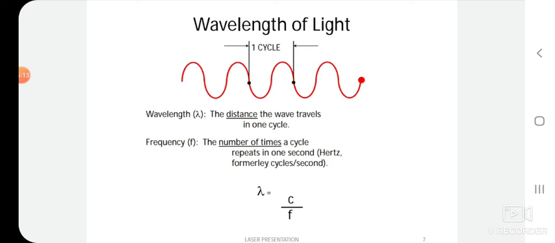Now, how can we relate frequency and wavelength? Both are inversely proportional to each other. If one quantity increases, it means the other quantity decreases. So lambda is equal to c by f.